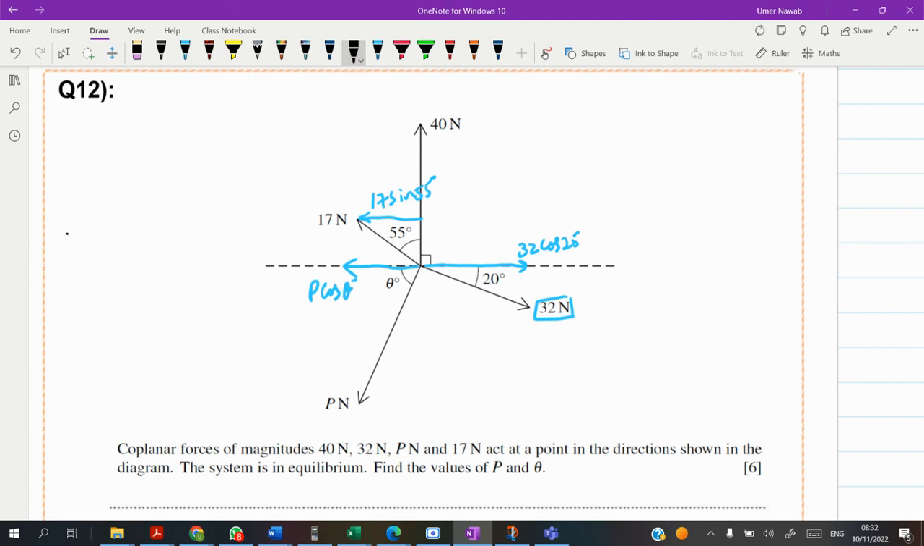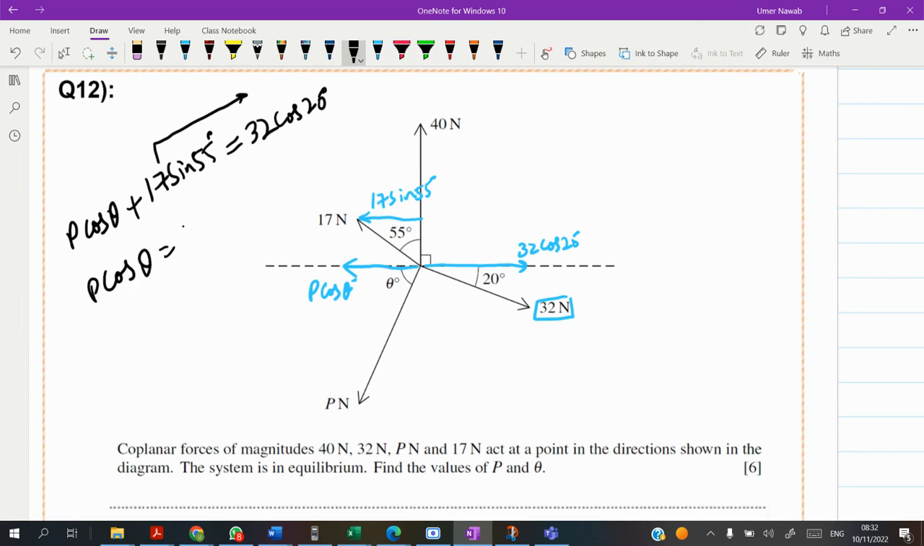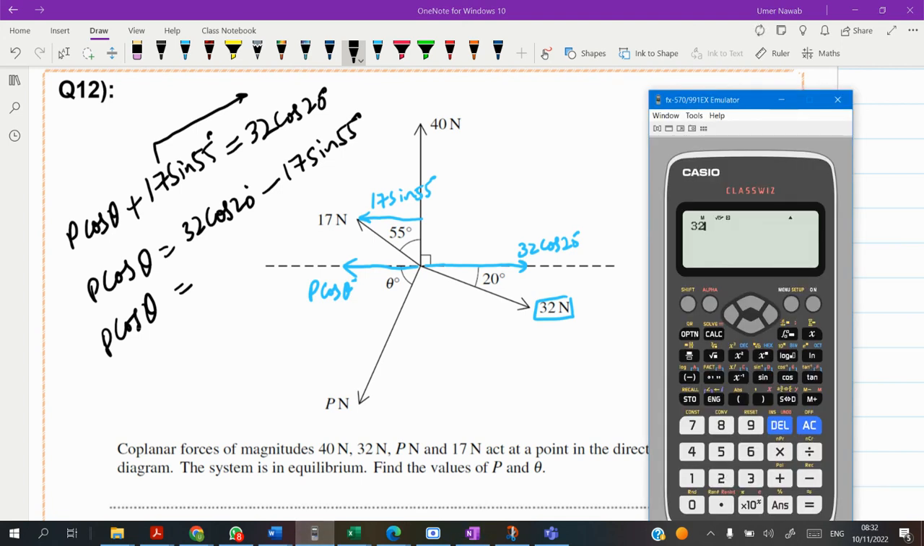We need to put them equal to each other. So p cosine theta plus 17 sine of 55 should be equal to 32 cosine of 20. Send it to the other side. So p cosine of theta is equal to 32 cosine of 20 minus 17 sine of 55. Let me get this answer: 32 cosine of 20, minus 17 sine of 55, and get the answer 16.14.